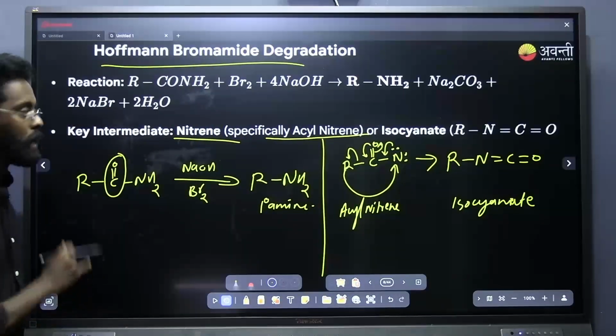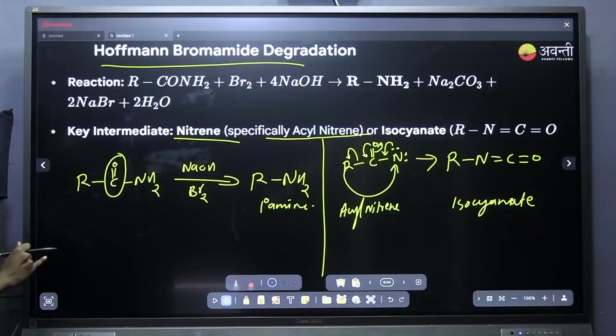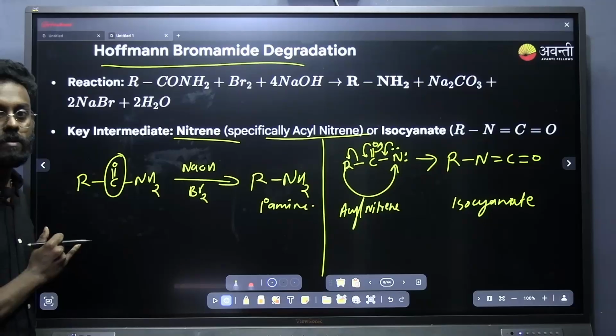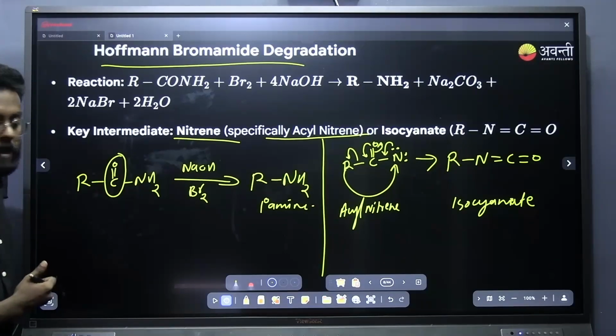Done everyone? Have you noted down the intermediate and the product? How can we write the product? If you want to prepare an amine with one carbon less, you can use Hofmann bromamide degradation.